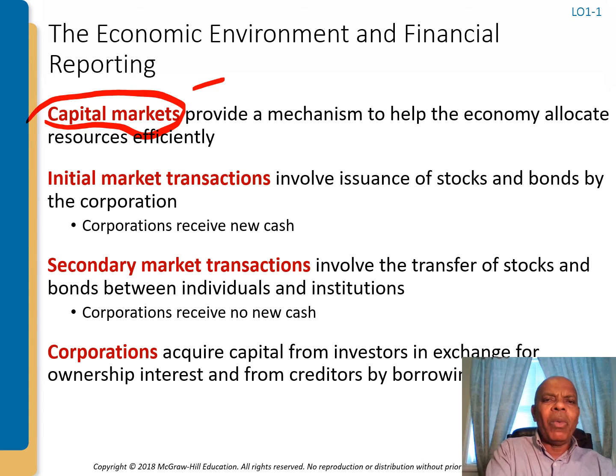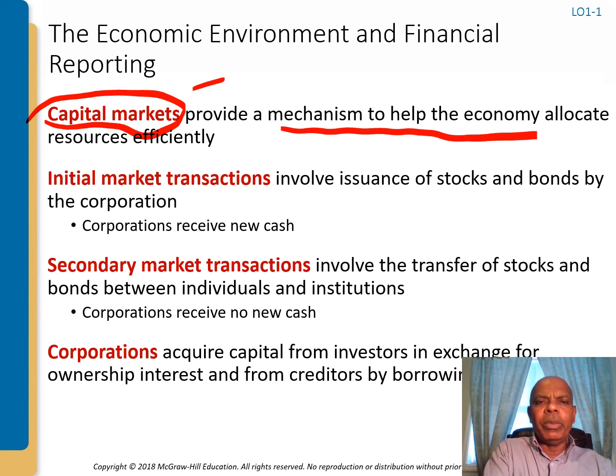So when you say provide a mechanism to help the economy allocate resources efficiently: people who have money, investors, are looking for investments, right? The capital market is the place where people buy and sell. People who need the money sell their stocks. People who have the money buy them. That's what it means. That's the place to allocate resources efficiently. That's the capital market.